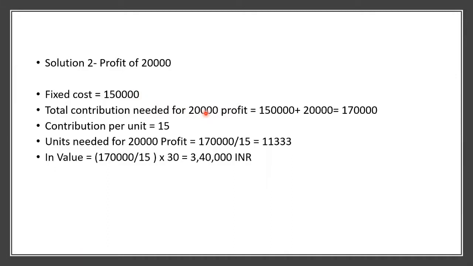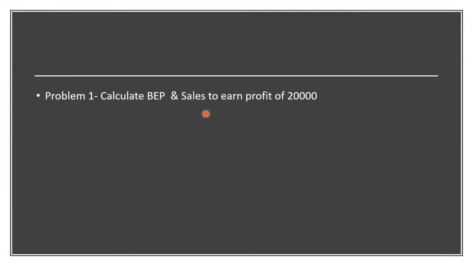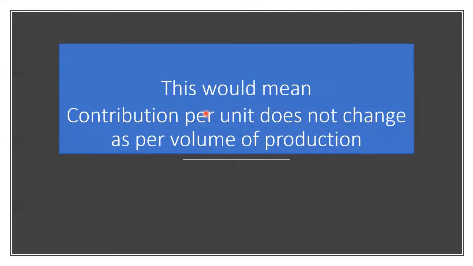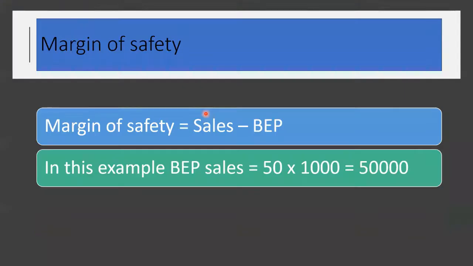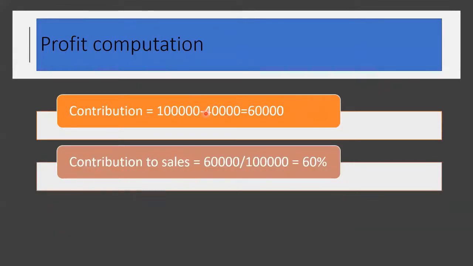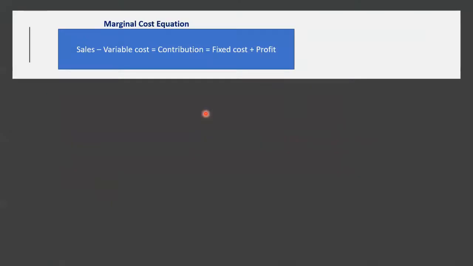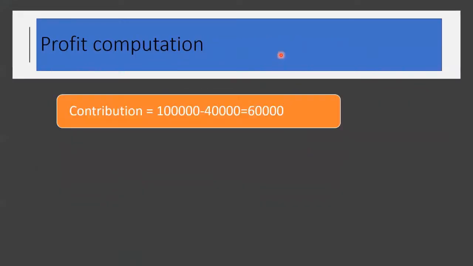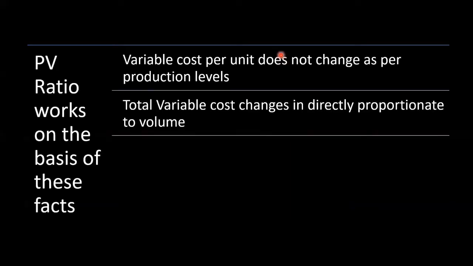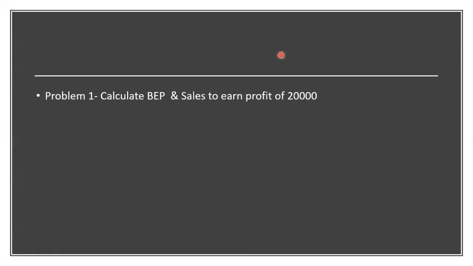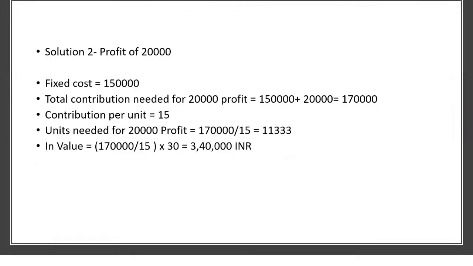We remember we have studied in the previous slide, one of our equations was what? Contribution is equal to fixed cost plus profit. Fixed cost plus profit was our contribution, and we understood that relationship very well. So now we can solve this problem very easily, right?